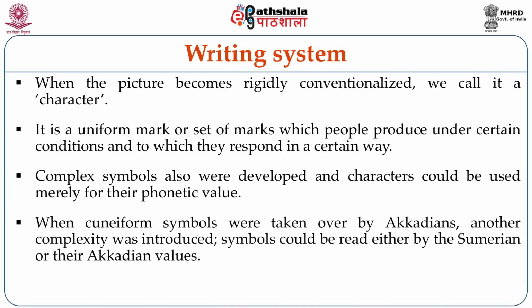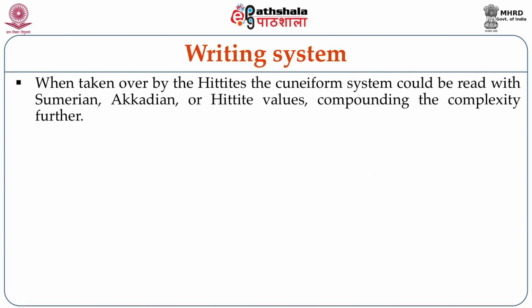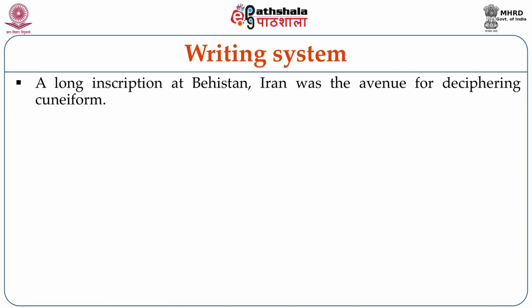When cuneiform symbols were taken over by Akkadians, another complexity was introduced. Symbols could be read either by their Sumerian or their Akkadian values. When taken over by the Hittites, the cuneiform system could be read with Sumerian, Akkadian and/or Hittite values, compounding the complexity further. A long inscription at Behistun, Iran, was the avenue for deciphering cuneiform.